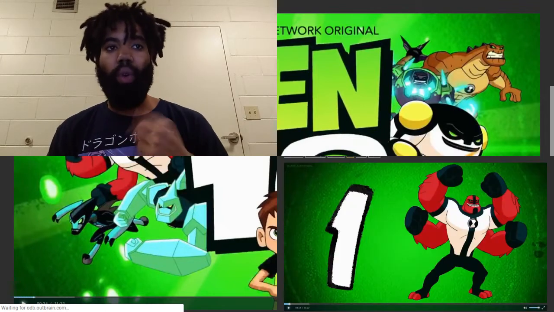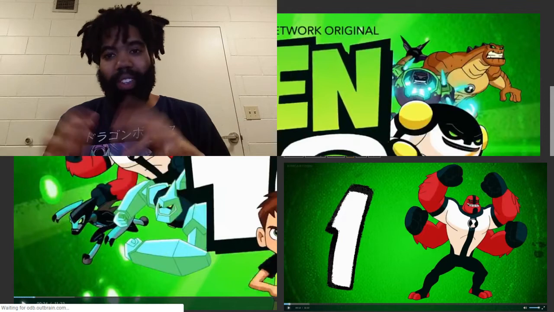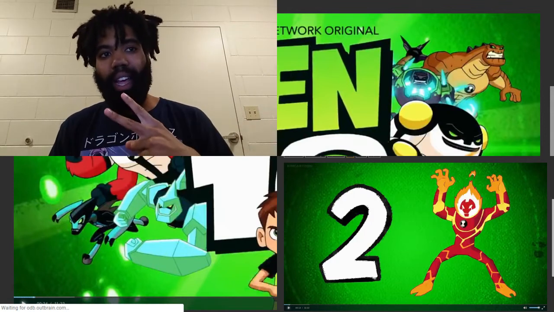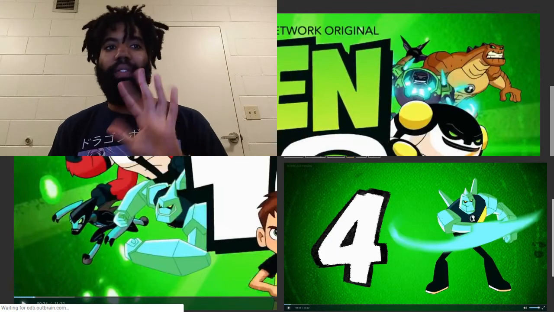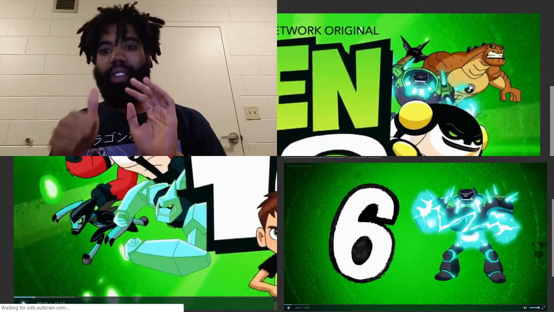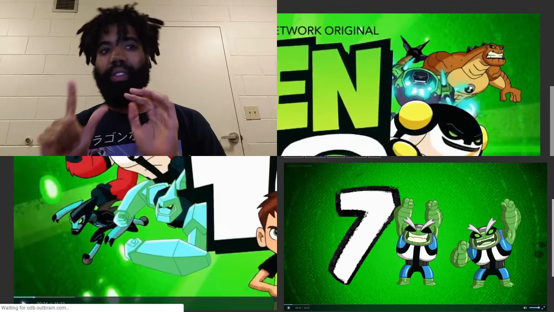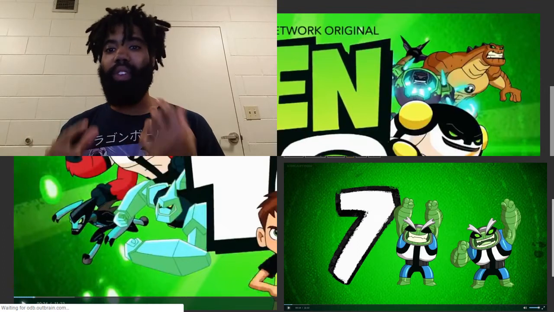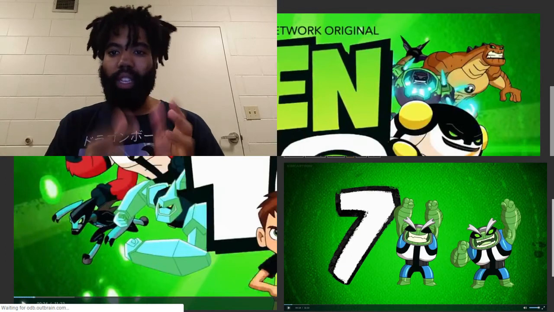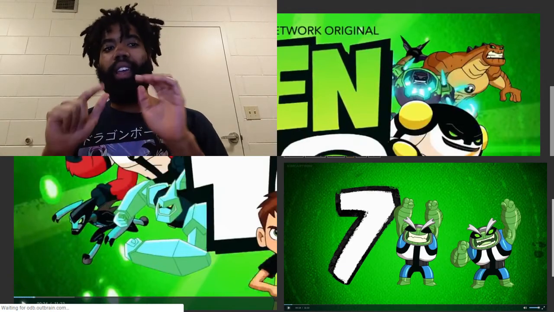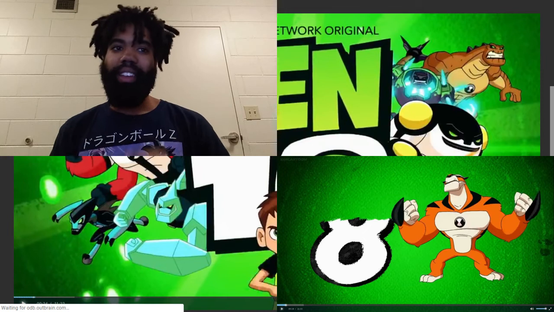So without further ado, let's go over Ben's new lineup of aliens. Number 1, he has Four Arms, which is classic. 2, Heatblast. 3, Accelerate. 4, Diamondhead. 5, Cannonbolt. 6, Shock Rock. 7, Slapback. Slapback is one of his new aliens who appears to have cloning based abilities based on how he appears in the intro.